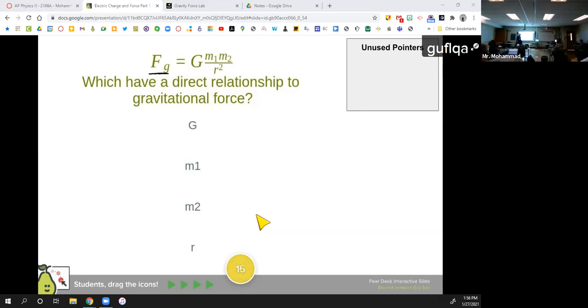And I probably should have included a word in here. I'm going to include a word in here. And I say, just to clarify, which variables. So if it's not a variable, don't put your arrow by it. So in other words, if it is a constant, don't identify it.